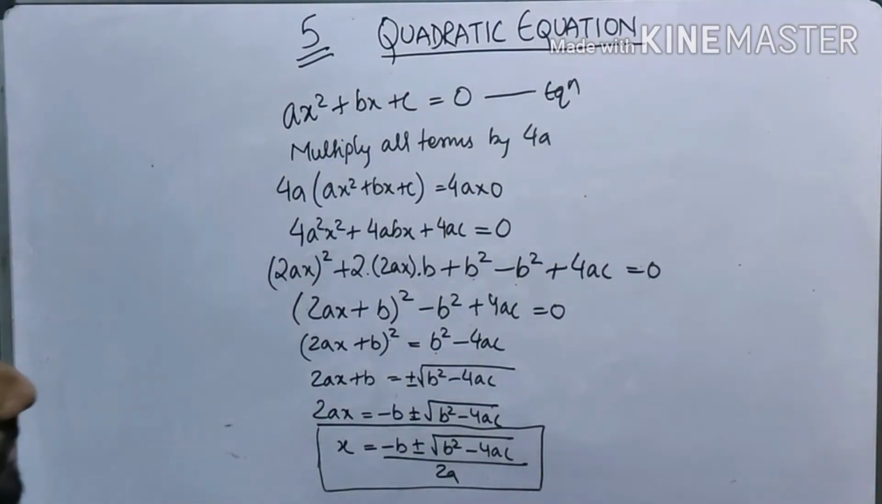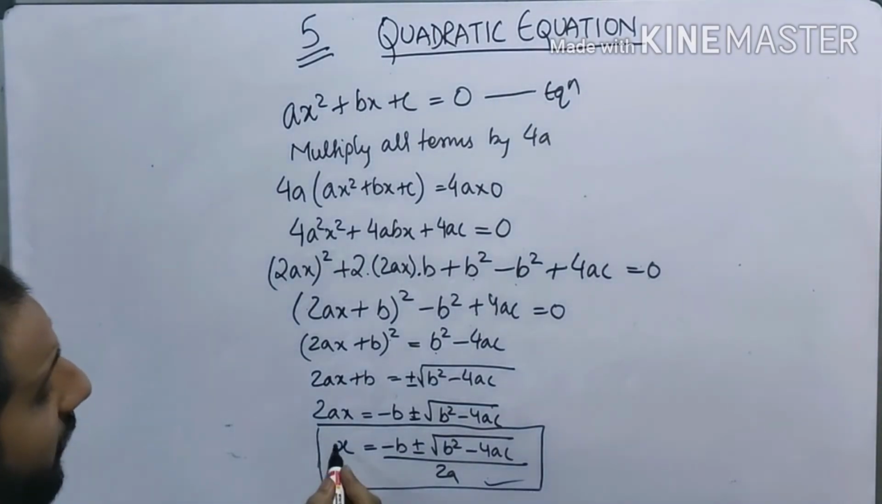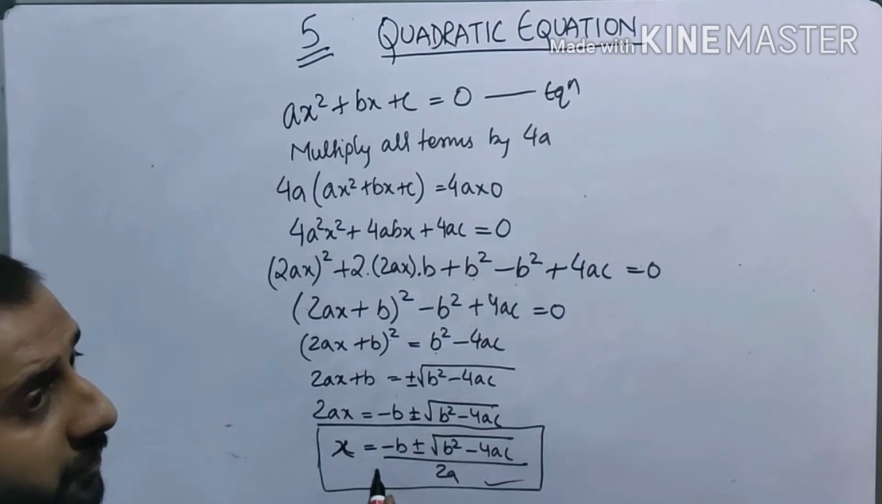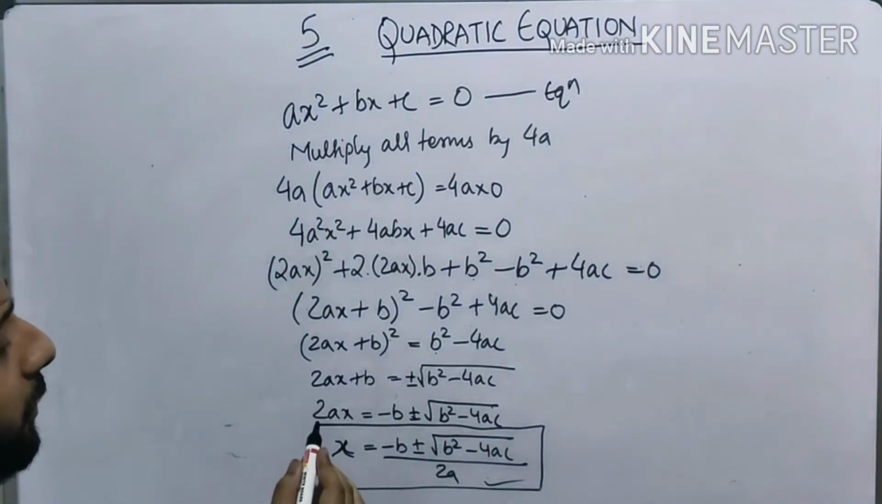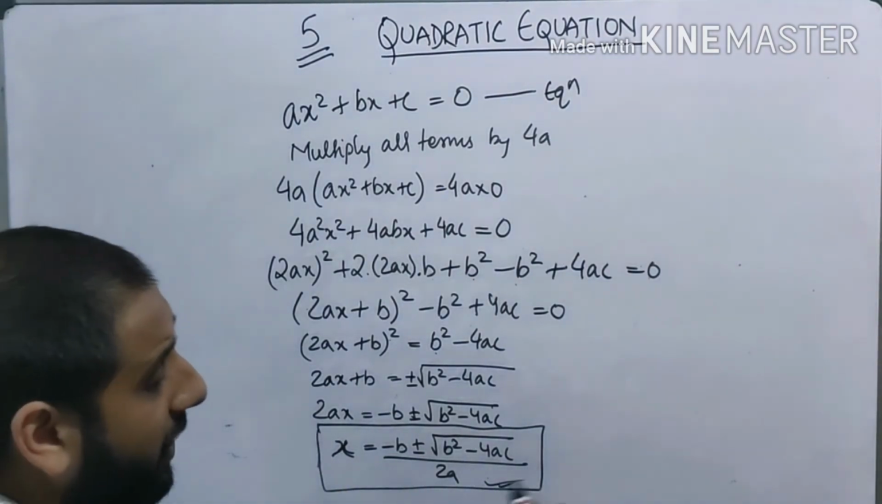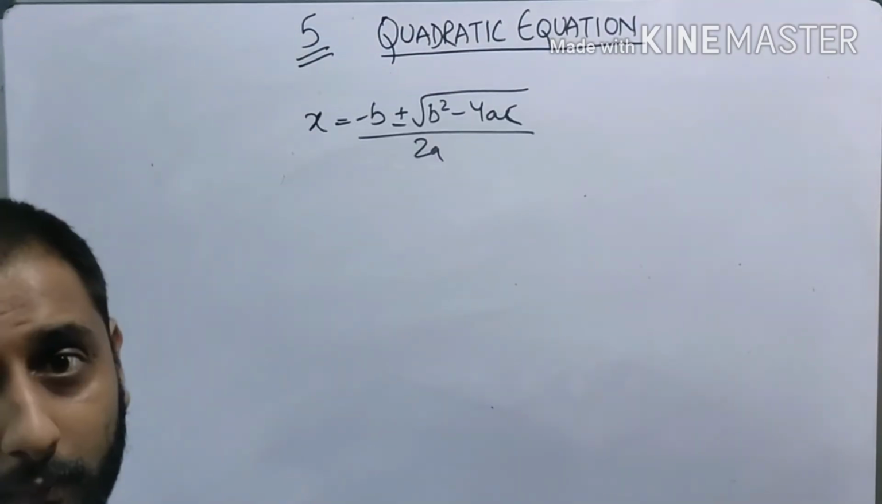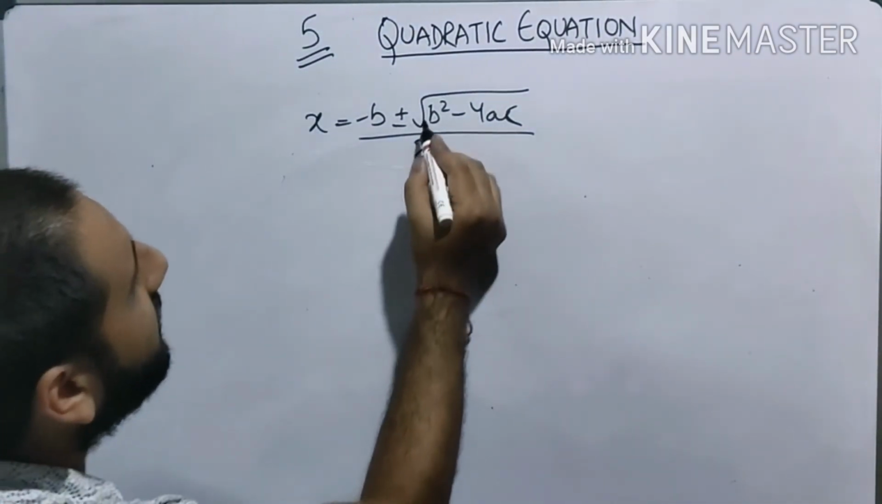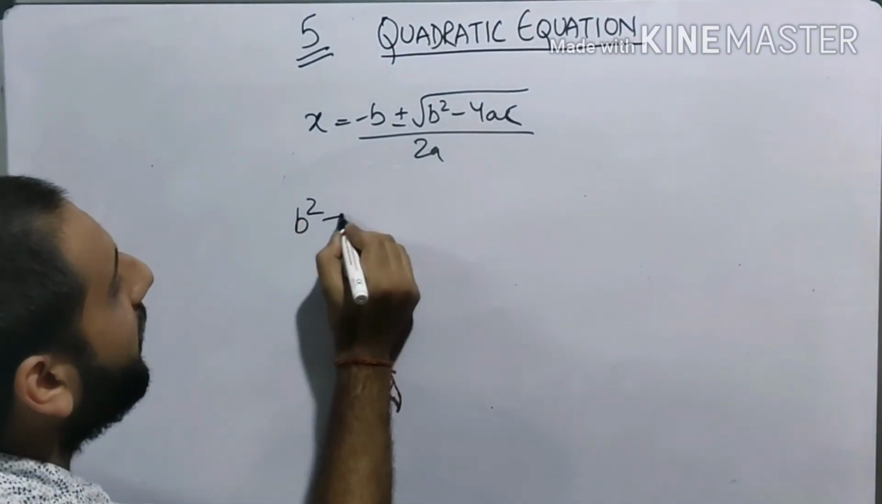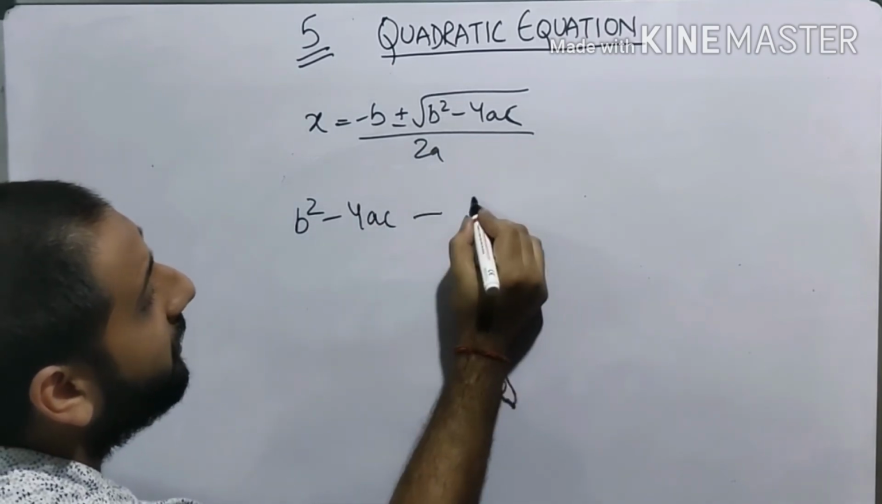You just need to remember this. You can find the value of the variable by using this formula as well. You can either use factorization or you can use this. Okay, this was the formula. Now this b square minus 4ac is called the discriminant.